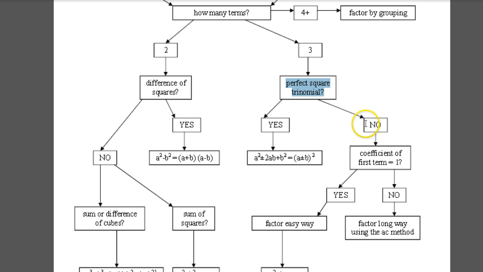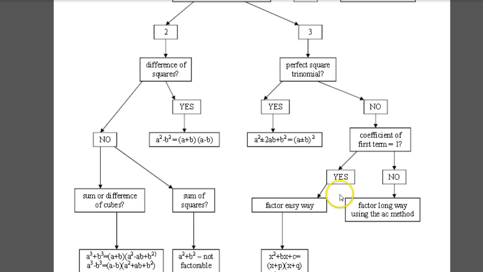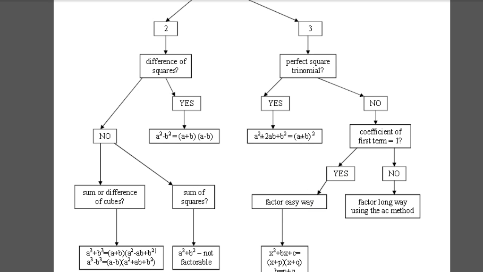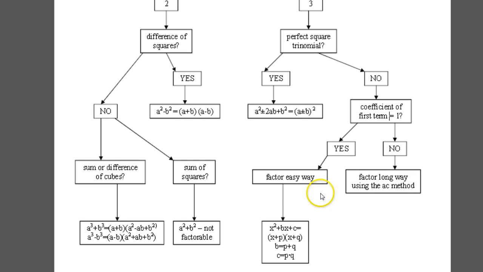Okay, last time we talked about the no path. Okay, where if you followed it, you had 3. It wasn't a perfect square trinomial, and you went to this part right here, which was the coefficient of the first term equals 1. Yes, we have talked about that, and that was factoring the easy way. Okay, so we factored the easy way, which was x squared plus bx plus c equals x plus p times x plus q. And b was p plus q, and c was p times q. This is just a mathematical way of saying what two numbers multiply to get me c, but add up to b.